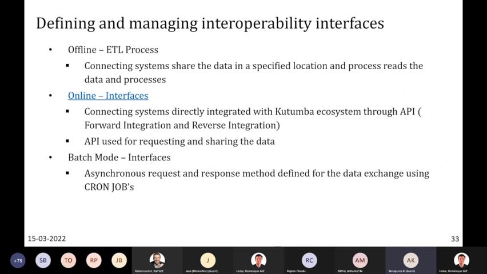It must be kept in mind, like I said earlier also, the social registry maintains the minimal data which is required for the departments to determine the eligibility. So a cron job is used to fetch data when a particular department asks for data which is not currently available in Kutumba, but is required by the department for a specific purpose which is legitimate. So this cron job mode is used to get such data. Can you please click on that hyperlink, online interfaces?